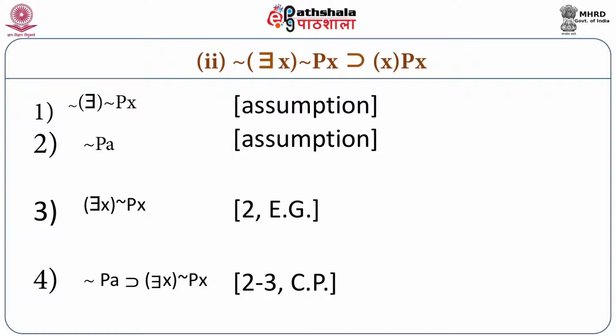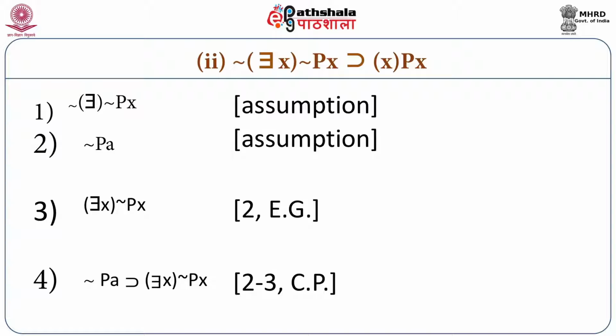We need to derive this. We need some kind of assumption. Here we will need two assumptions. First assumption, it is not the case that there is an x such that x is P is not the case. Our second assumption will be not P a. Now look at step number 2. We can apply the rule of existential generalization and arrive at step number 3. There is an x such that it is not the x that x is P.